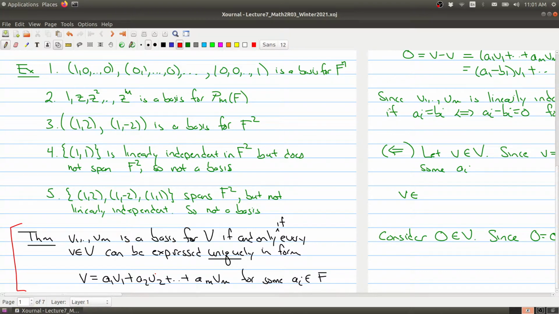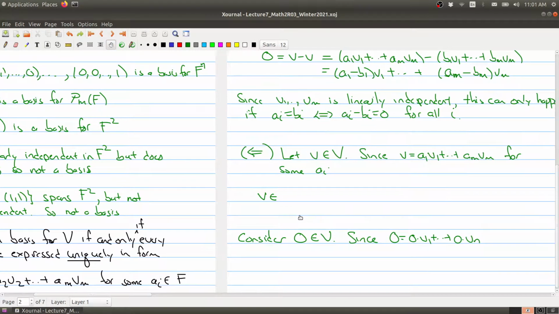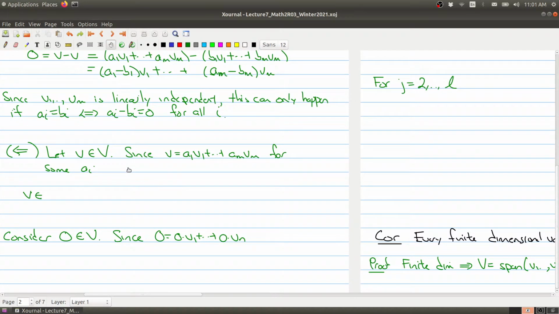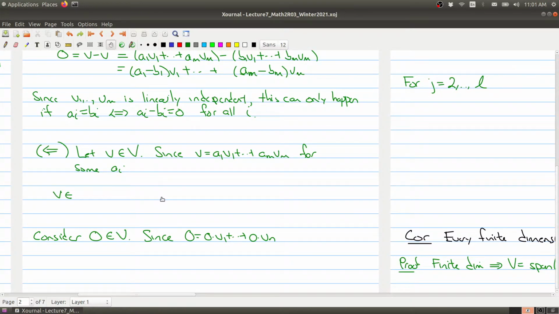Now what we want to do is finish up this proof and show that if V1 through Vm has this uniqueness property, then we in fact have a basis. Okay? So let's go over to the beginning of this proof right over here. Let's take some V in our vector space. Our goal is to show that V1 through Vm is both linearly independent and spans.